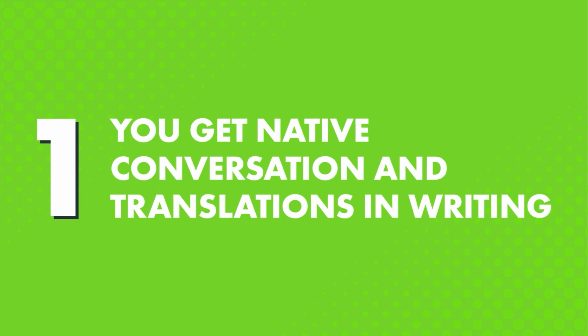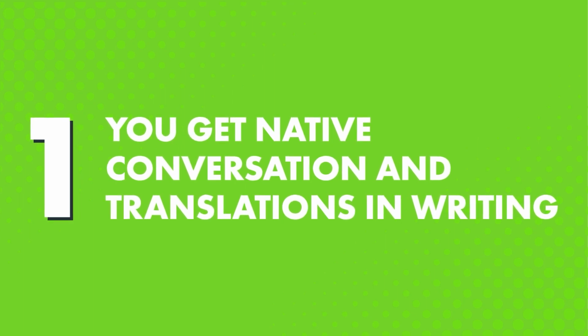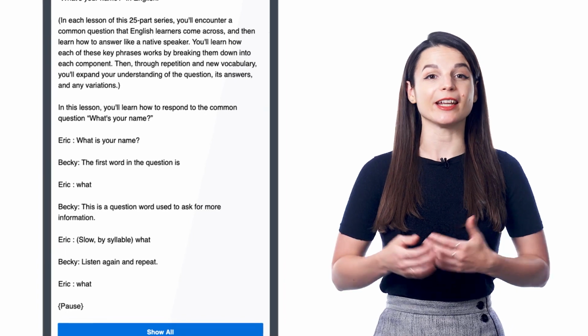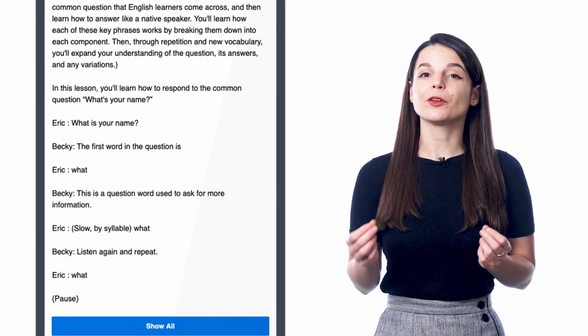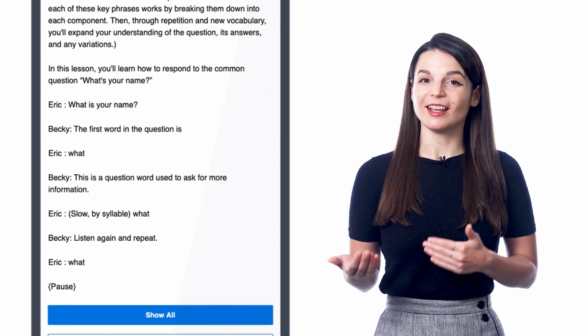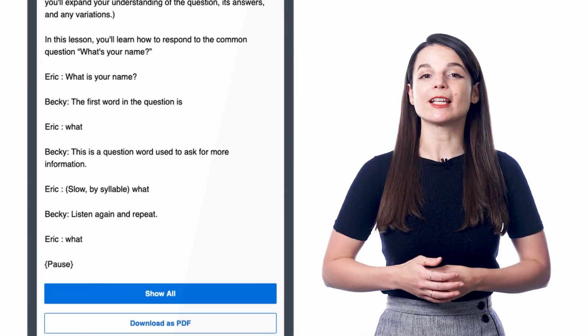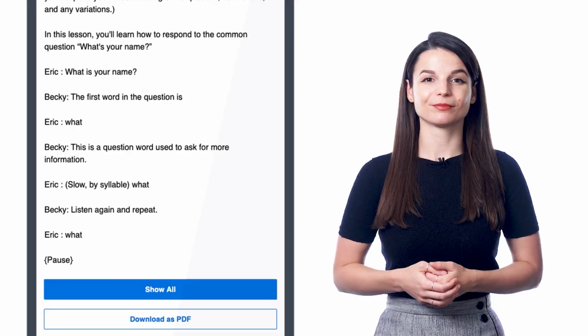First, you get native conversation and translations in writing. Imagine listening to a conversation in real life. Native speakers speak fast, so you might not understand every single word. But if you have a transcript to follow along with, you can easily pick every word apart and start understanding what the native speakers say. And since you learn a new conversation in every lesson, that's exactly why you get our lesson notes for every lesson, so you can quickly grasp and understand native speech.